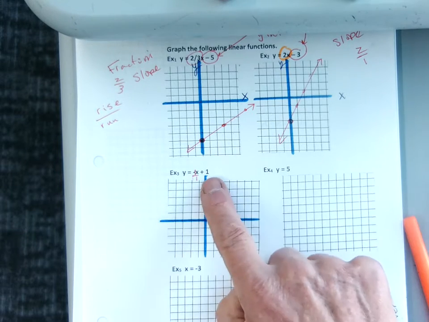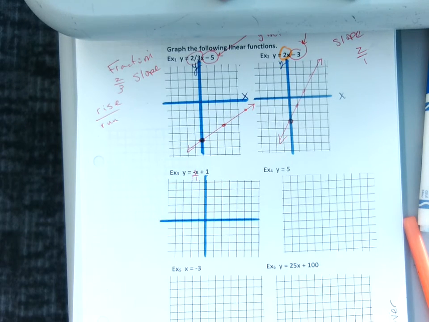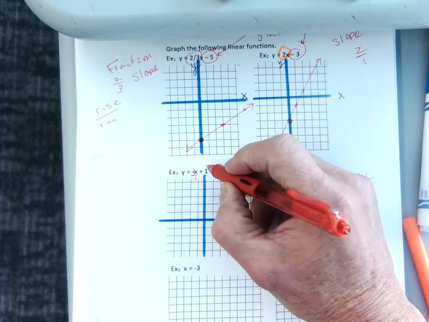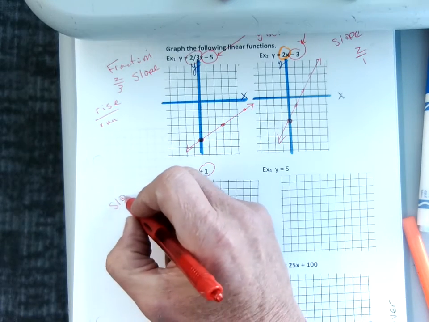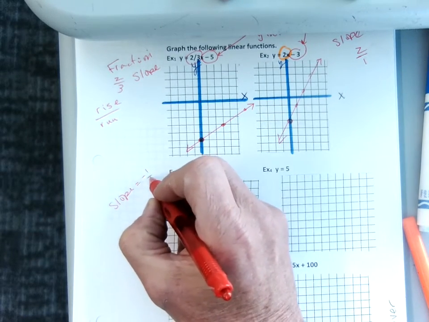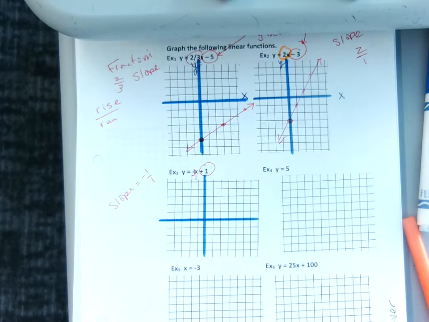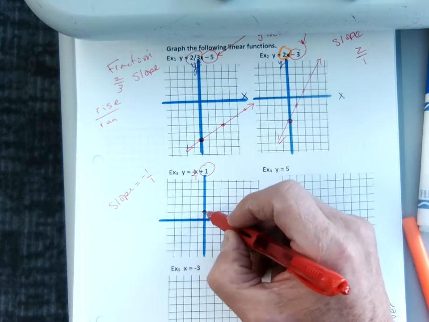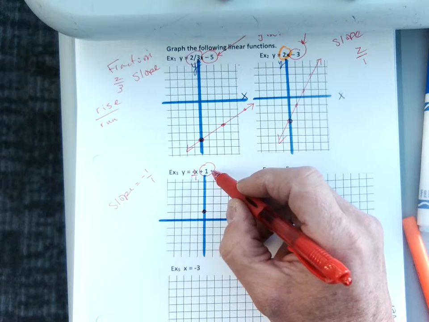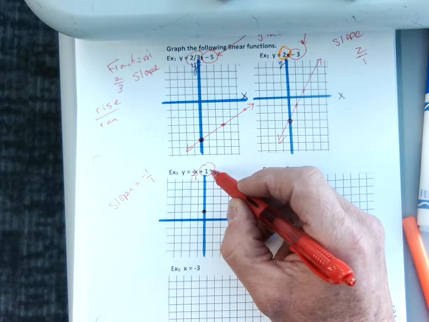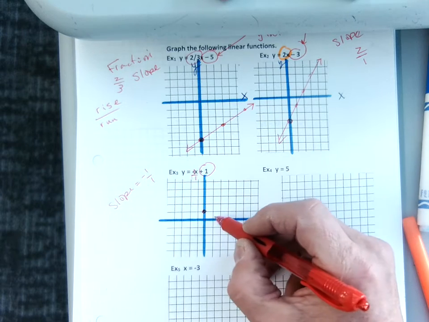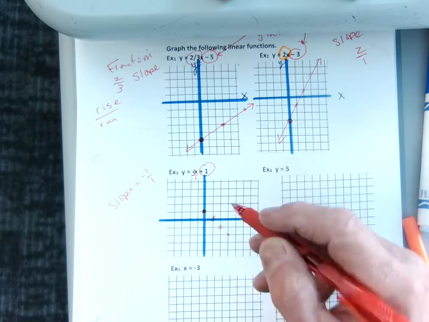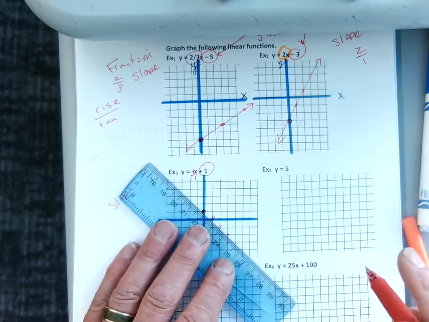You know where you're going to start, right? So my starting point is at, and then my slope, okay? So we're going to start at 1, and we're going to go down 1, over 1, and connect the dots. Okay?